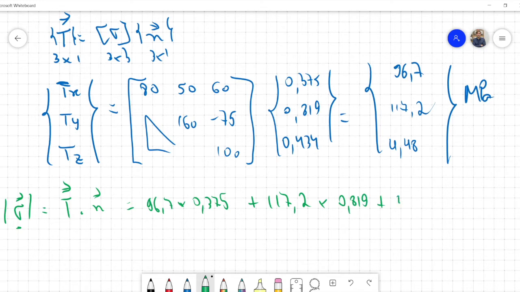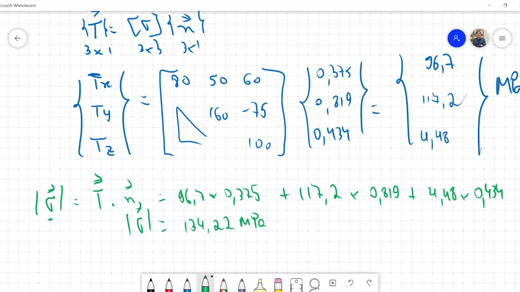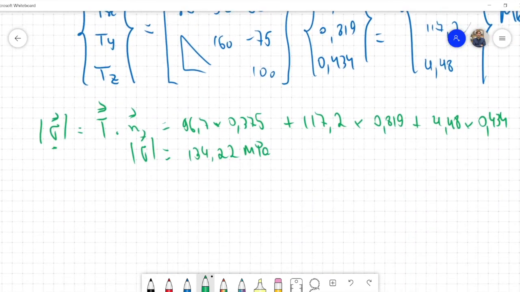And finally, these two guys over here. Okay, once again, pause, make the calculations, and you are going to get the modulus of this normal vector. So far we know the size of this vector, but to define the vector completely I need to know the three components x, y, and z.